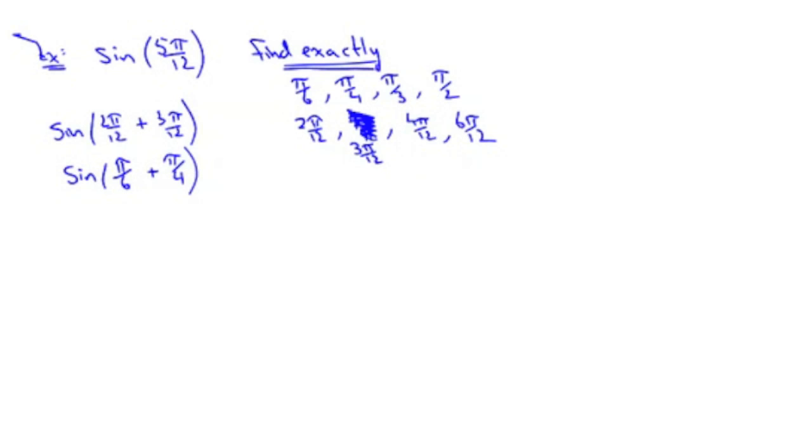Did you do 3 pi over 12 plus 2 pi over 12? Doesn't matter. Addition is commutative. It would change your first and second angle, but it'll be the same thing.